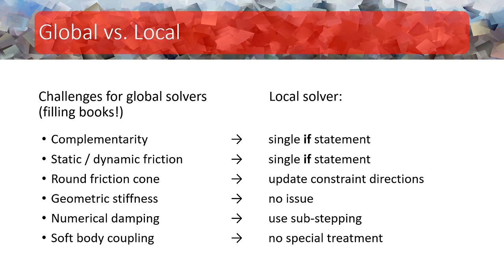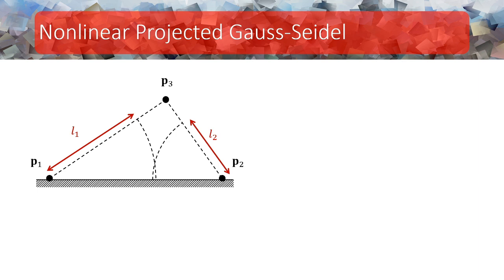As a local solver, we use nonlinear projected Gauss-Seidel. To the best of our knowledge, this method is unique to position-based dynamics. This simple example shows how it works. So let's assume we have three points, P1, P2, and P3. P1 and P2 are attached to the floor. We also have two constraints. The first constraint says that the distance between P3 and P1 should be L1, and the second says that the distance between P3 and P2 should be L2.